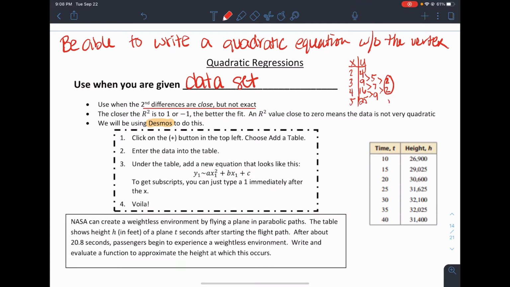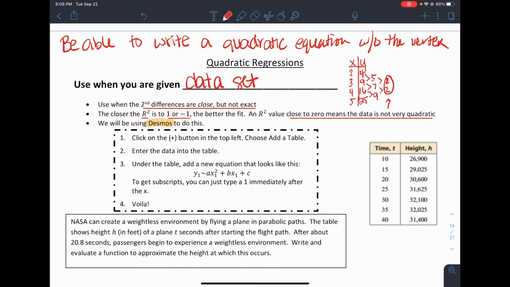This is telling us the exponent. Because it's the second degree out, we had the first difference and then the second difference. Because it's the second difference, that tells me that my exponent of my equation is 2. So when the second differences of our data table are close or exact, we use this method. We're going to get something called an R squared value, right? The R squared value is going to want to be either close to -1 or 1. If it's close to 0, it means that the data is not very quadratic, okay?